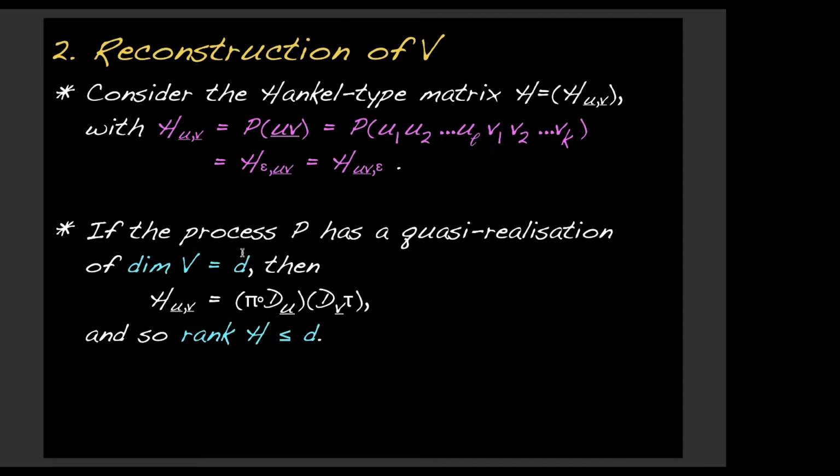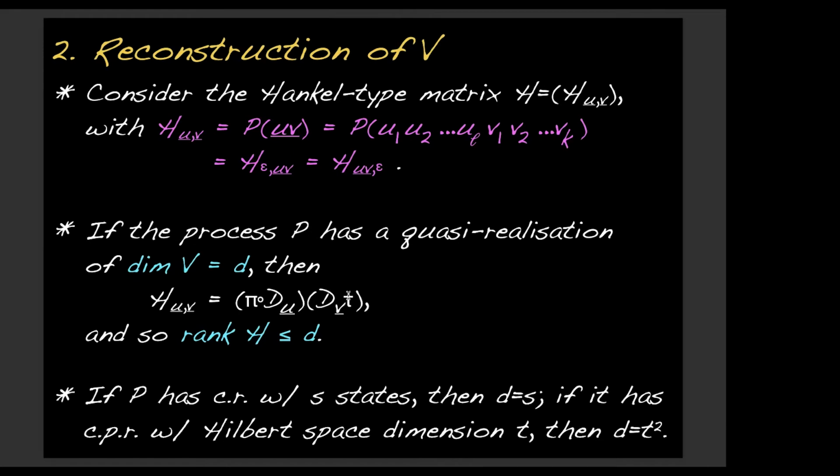The reason why we do this is because if the process has a quasi realization of finite dimension d, then the Hankel matrix has rank at most d. The reason is, if I simply write the probability law as an inner product between a vector from the vector space and a covector from the covector space, both of them have dimension d. Whatever those vectors are, I have just a bunch of vectors and they form all the possible inner products with a bunch of covectors. The rank of such a matrix, however many vectors we have, is bounded by the dimension of the space from which I take them, which is d.